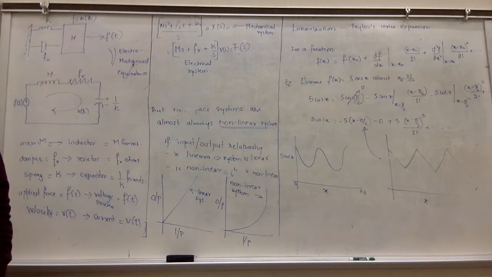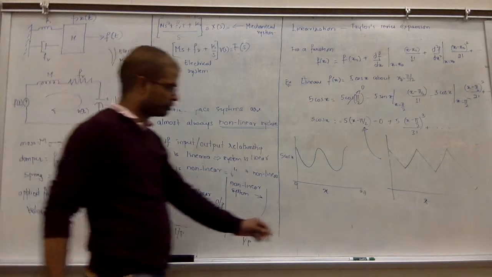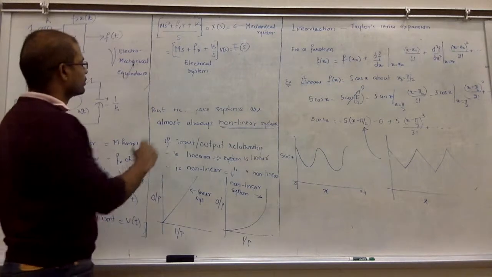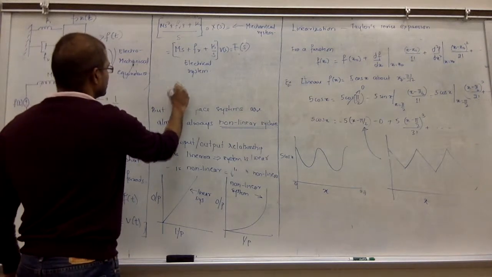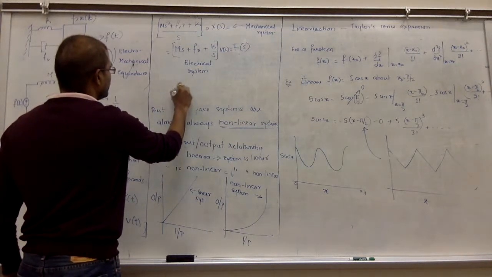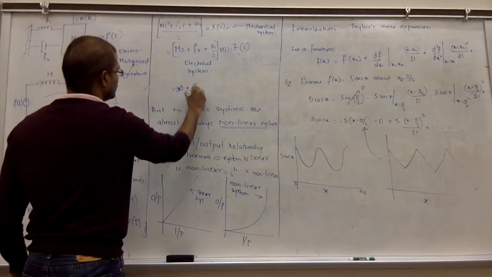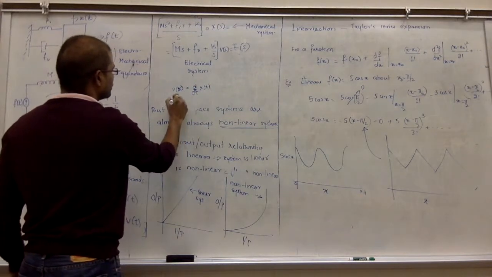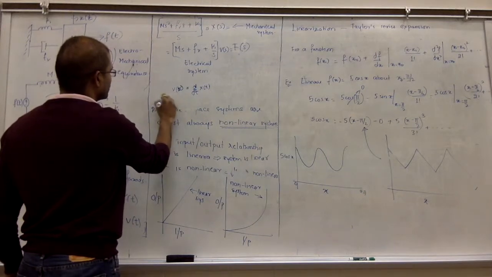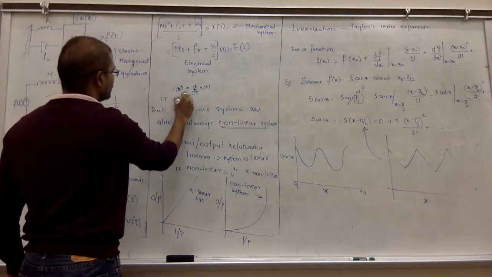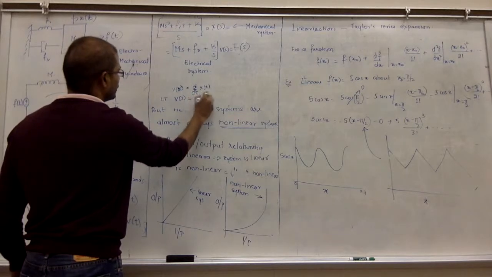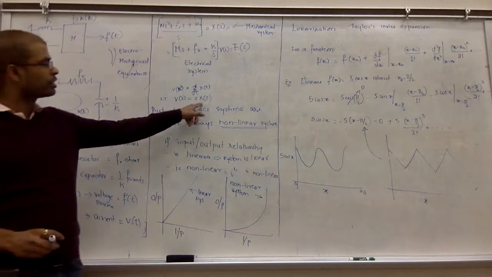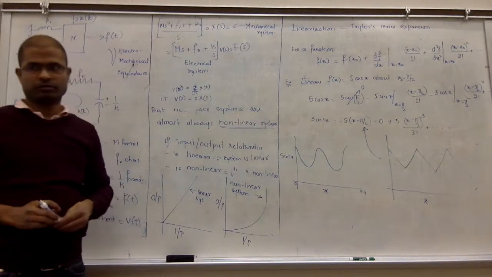Got it? Velocity, V of t is d over dt of x of t, right? If you take the Laplace transform, it is V of s equal to s into x of s. So you see this.